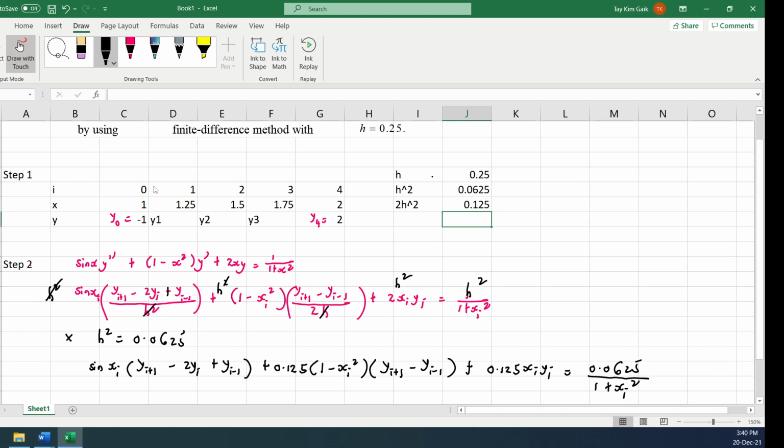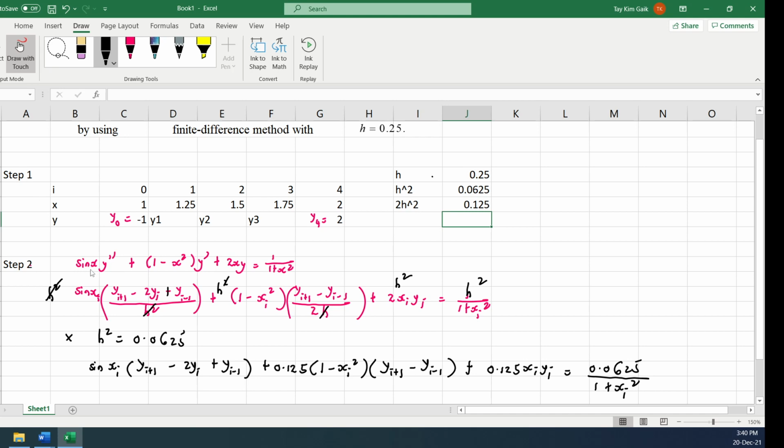In the first step, you draw the diagram. Step 2, step 3 is identifying the y naught and y4 values. And because of the derivative boundary condition, you need to put up the 3-point central for your first derivative. So step 2 and step 3 are embedded in step 1 already.